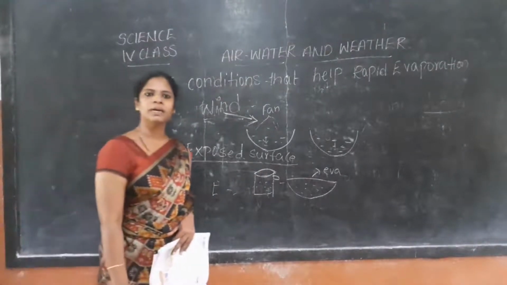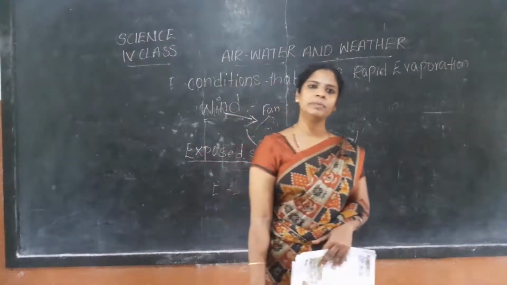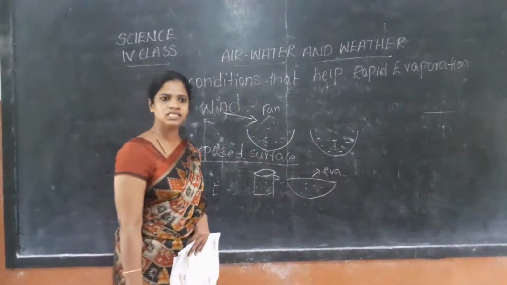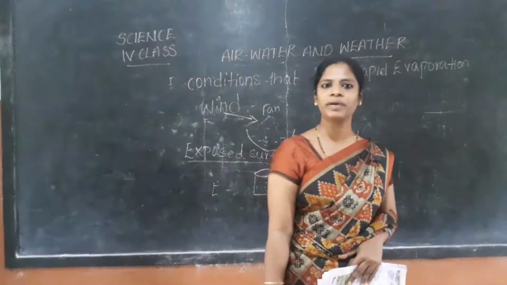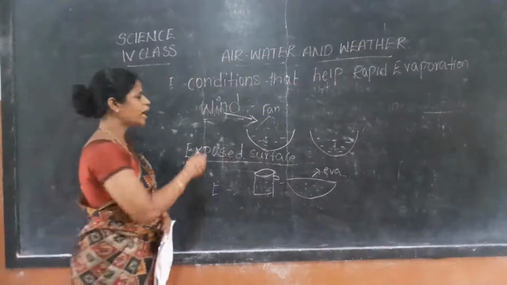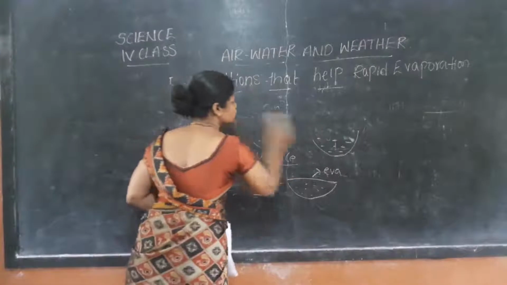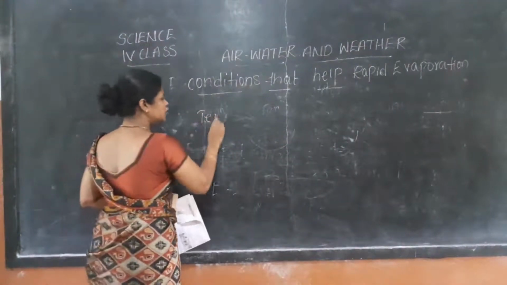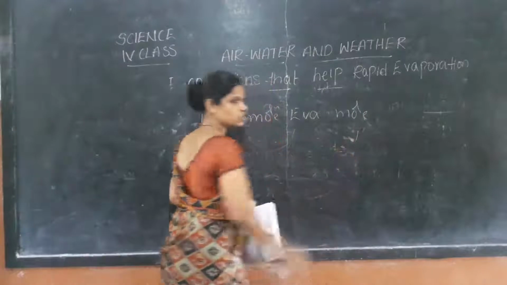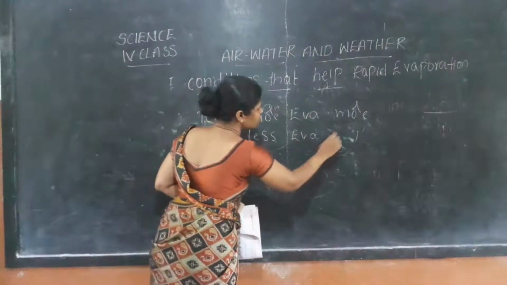Okay, students? What is meant by evaporation? The process of changing of water into water vapor is called evaporation. So evaporation takes place continuously from the seas, oceans and lakes. Always the water evaporates and forms clouds. This we have already learnt in our previous classes. And what are the conditions that help rapid evaporation? Up to now we have learnt 3 conditions, students. What are they? If temperature is more, evaporation is also more. Isn't it, students? Temperature ఎక్కువగా ఉంటే evaporation చాలా faster గా ఉంటుంది. If temperature is less, evaporation is also less.